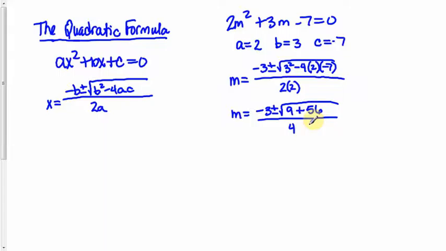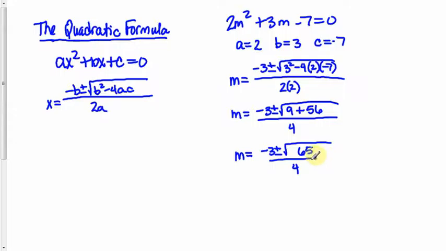Okay, y'all make sure that I don't mess up, because I don't have this one worked in my book. So I need you checking me on my math as we're going through it, okay? Making sure that I don't make any mistakes. It's late. What is 9 plus 56? 65 all over 4.